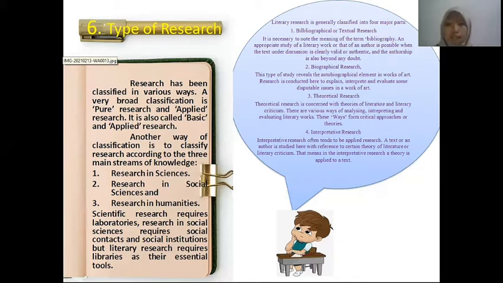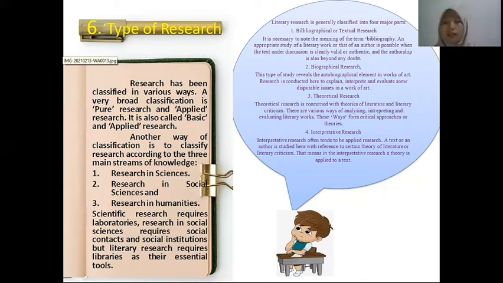The first is bibliographical or textual research. It is necessary to know the meaning of the term bibliography. An appropriate study of a literary work or that of an author is possible when the text under discussion is clearly valid or authentic and the authorship is also beyond any doubt. The second is biographical research. This type of study refers to the autobiographical element in works of art. Research is conducted here to explain, interpret, and evaluate some disputable issues in a work of art.